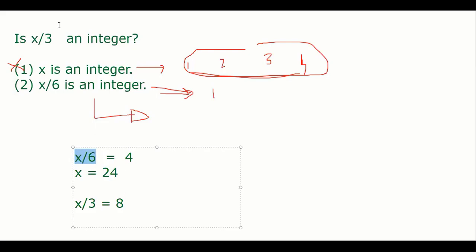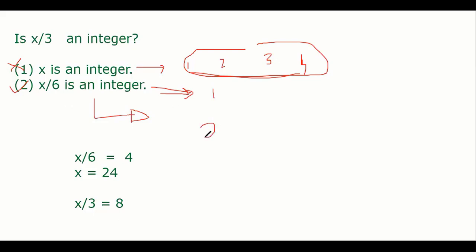So from the second statement we can clearly say x by 3 will definitely be an integer, so we can answer whether it is an integer or not. Right? Yes. 2 alone is sufficient, guys. 2 alone is sufficient.